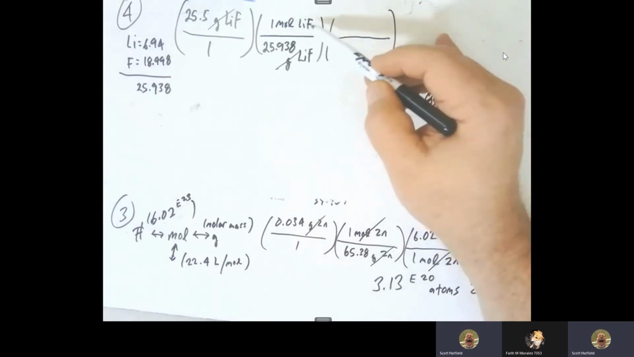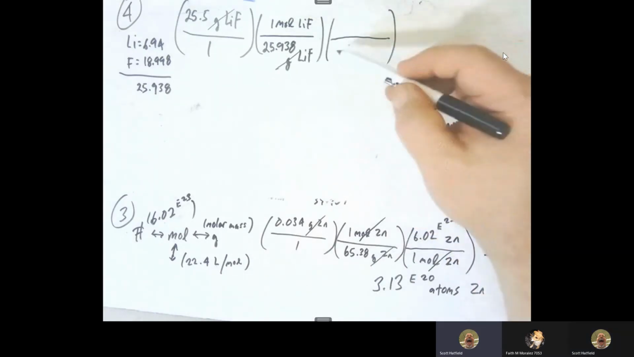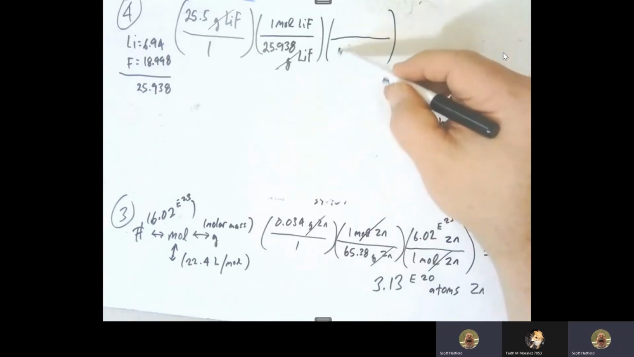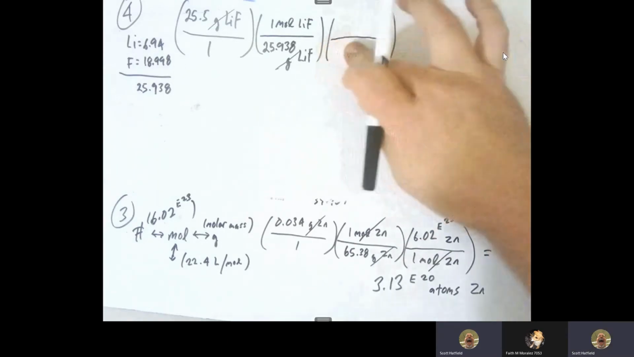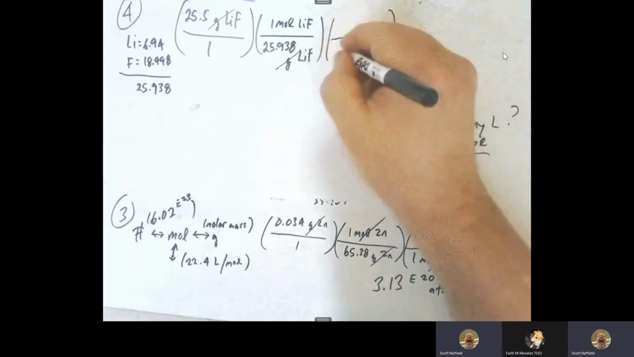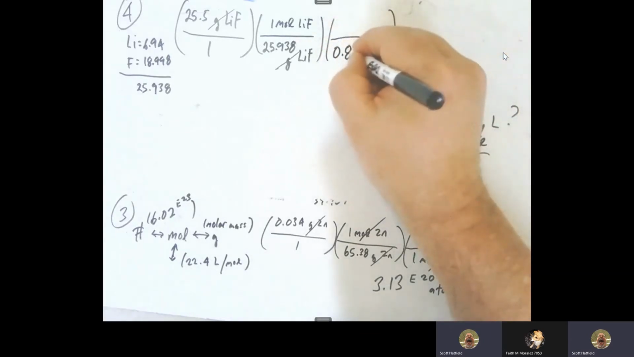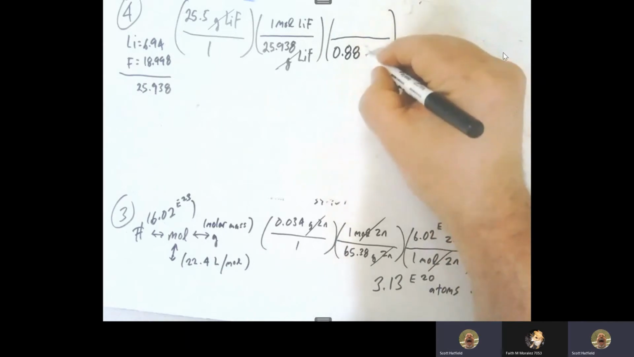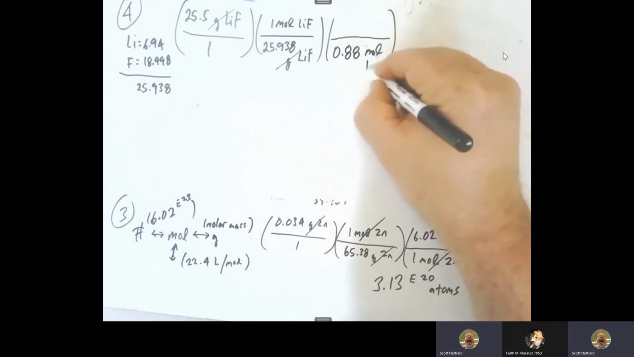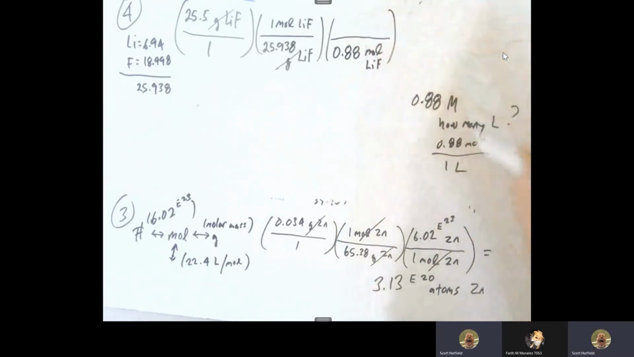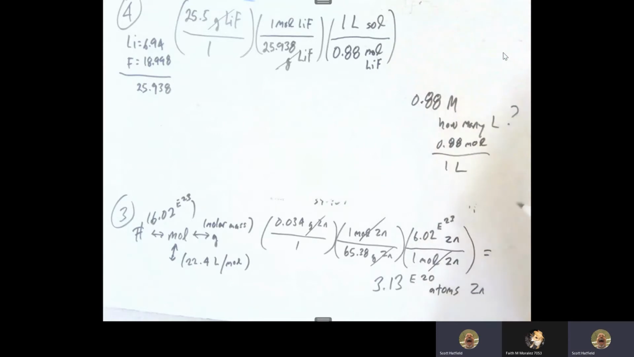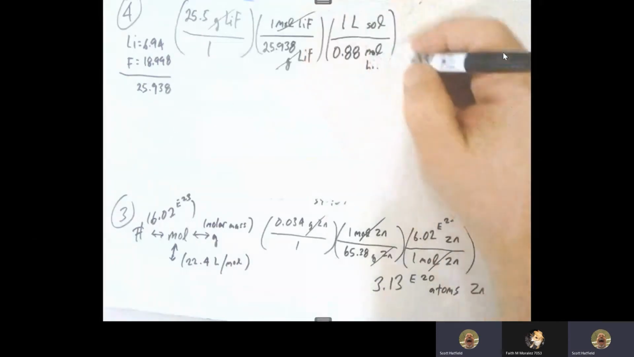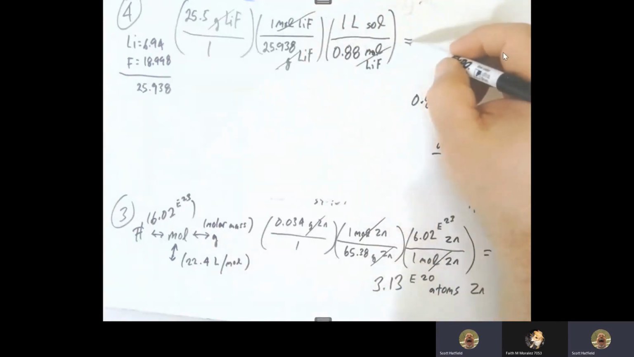Since I've got moles of lithium fluoride here on the top, I need 0.88 moles of lithium fluoride on the bottom. And our definition says 0.88 moles per liter, so I just need 1 liter solution here on the top. Moles of lithium fluoride will cancel.